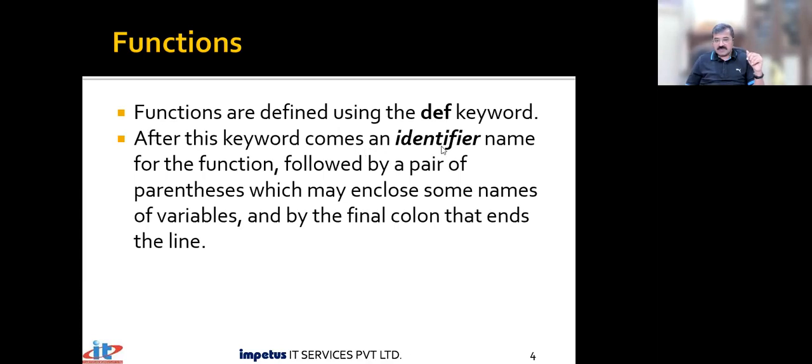After this keyword comes an identifier. So if I say def do_this_task, do_this_task is an identifier. That is the name we're going to give to the piece of code that will follow. So after the def keyword, you have an identifier. I'll say def do_this_task. That's the name of the function, followed by a pair of parentheses, round brackets, which may enclose some names of variables, and by a final colon that ends the line. So let's look at the syntax.